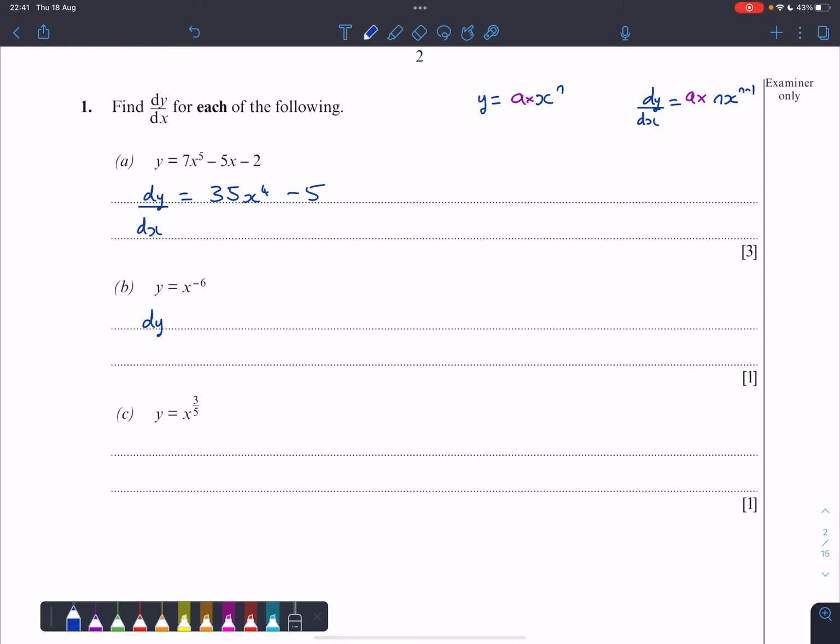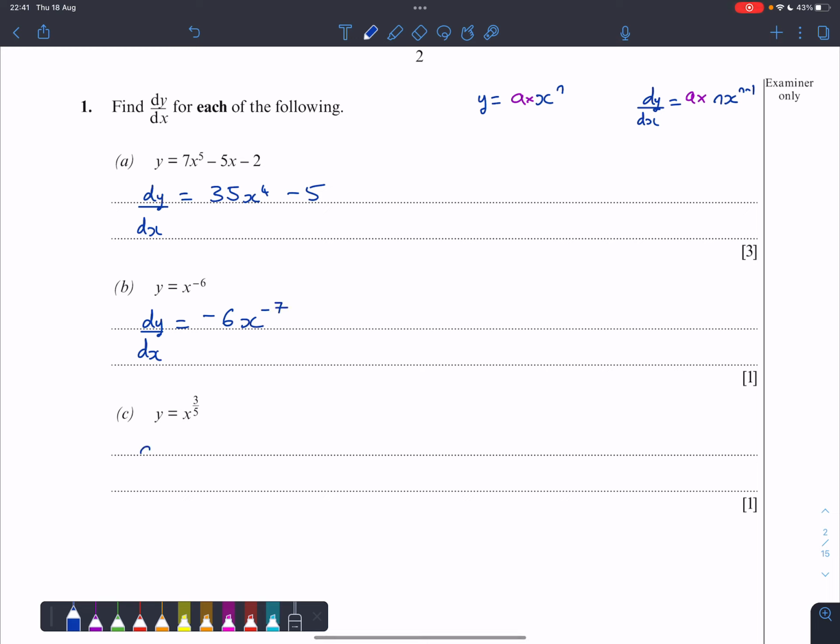Part B. Same approach, we just have to be careful when we're dropping the power by 1. So the negative 6 is going to come out in front, x, and if we drop the power by 1, it goes to the negative 7.